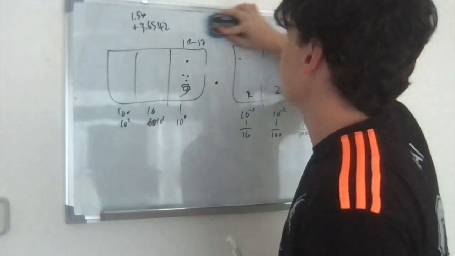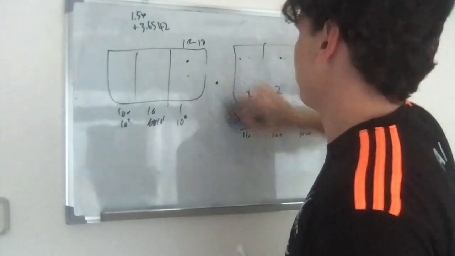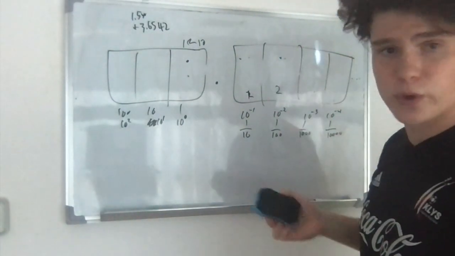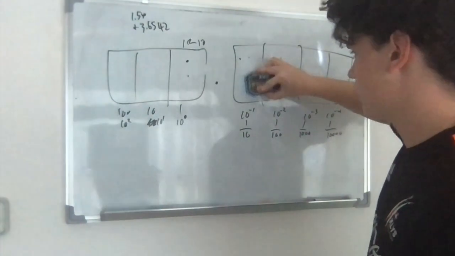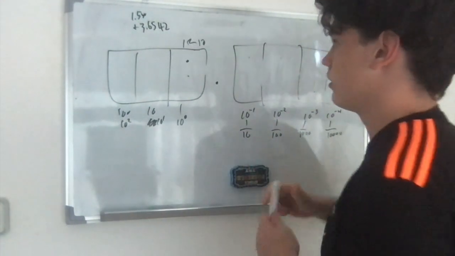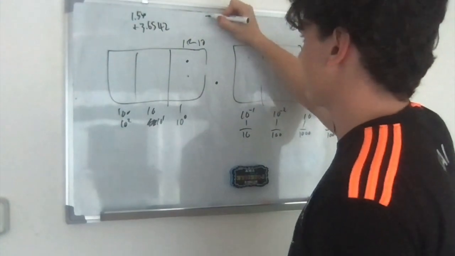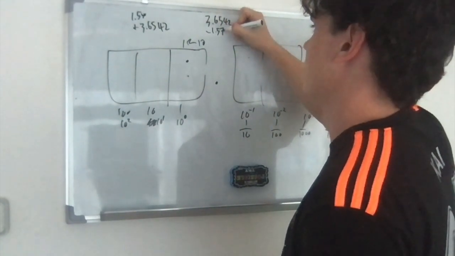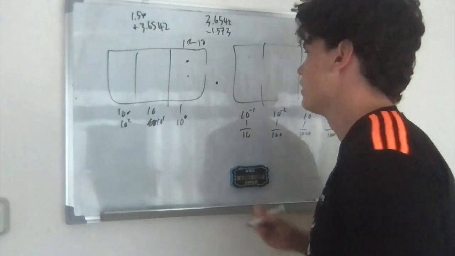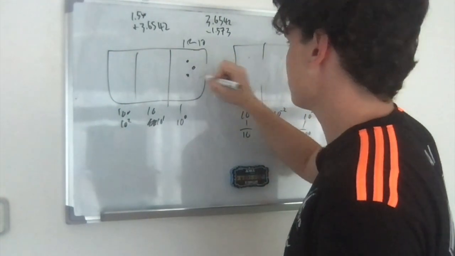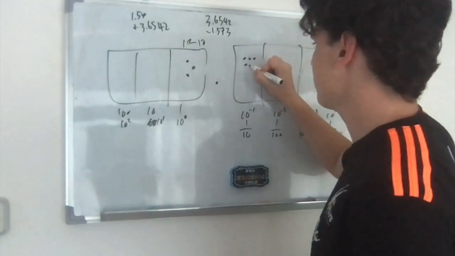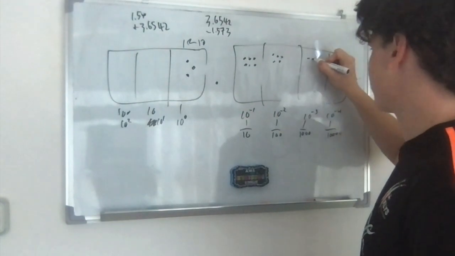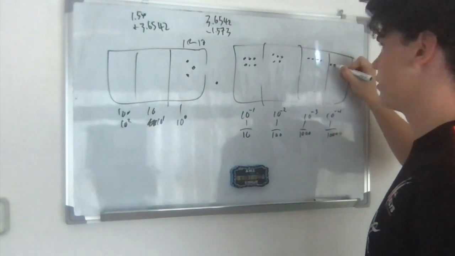Now, what do we do when we subtract? Well, this is really the same as we had before with all of our other systems. Let's use these numbers again. Let's have 3.6542 minus 1.573. So let's put 3 dots here, 6 dots here, 5 dots here, 4 dots here, and 2 dots here.